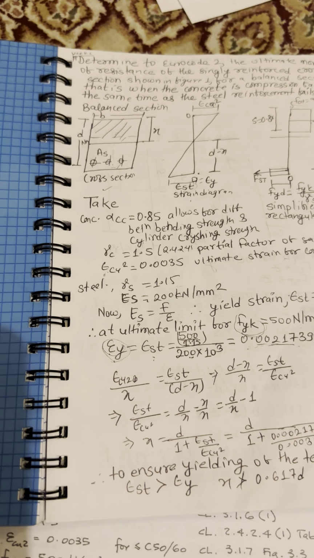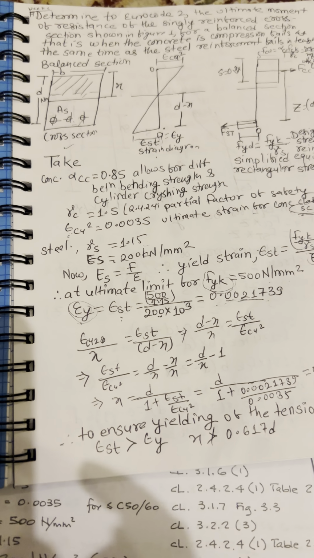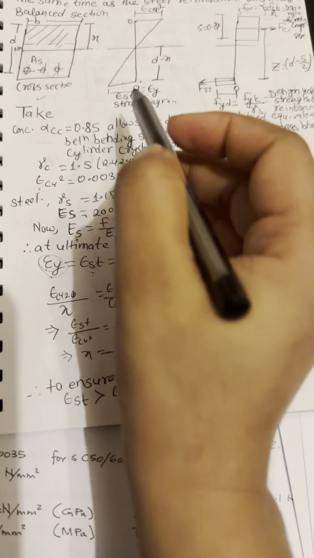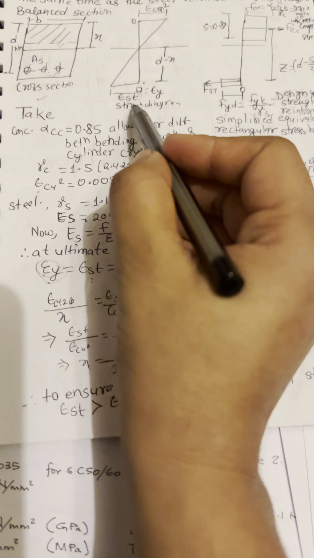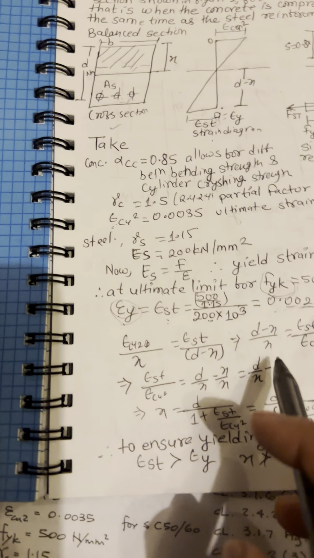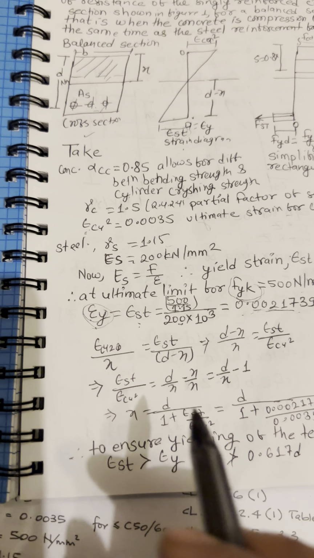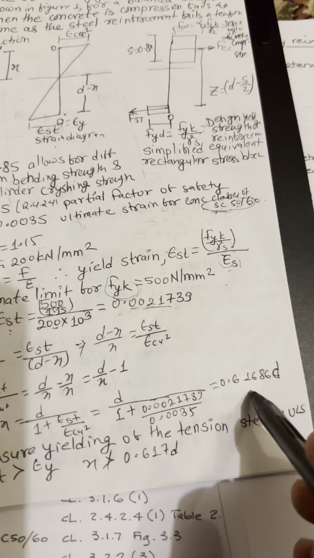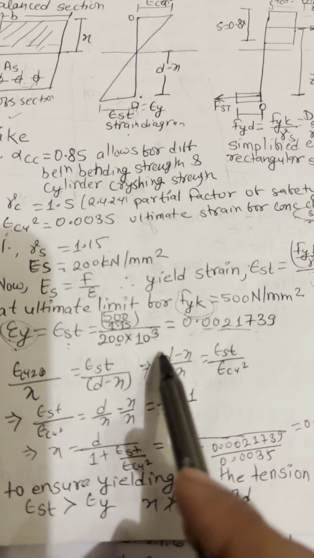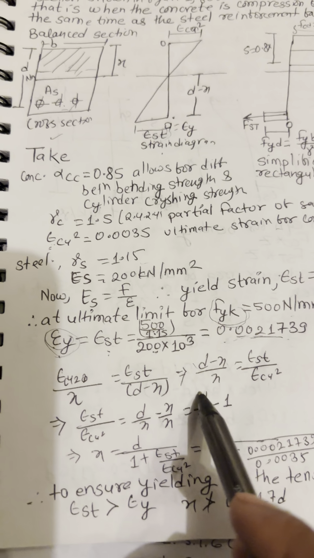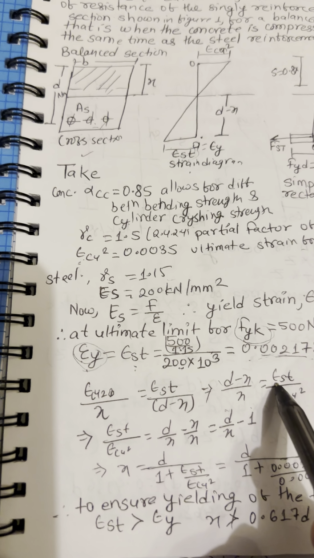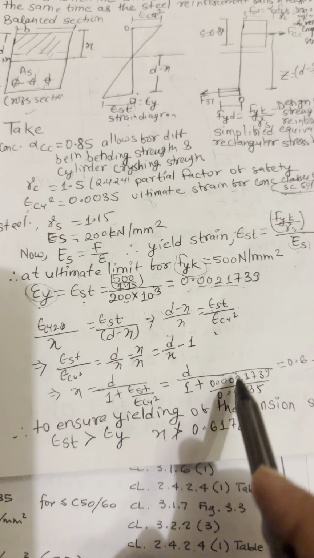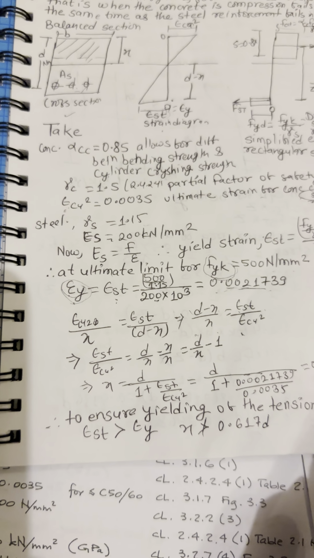Now we can see from the figure that epsilon c2 upon distance x is equal to epsilon st upon d minus x, and by solving this equation we get the value of x. We have arranged the equation as d minus x upon x equals strain of tension upon strain of concrete, and we get the value x equal to 0.1860.